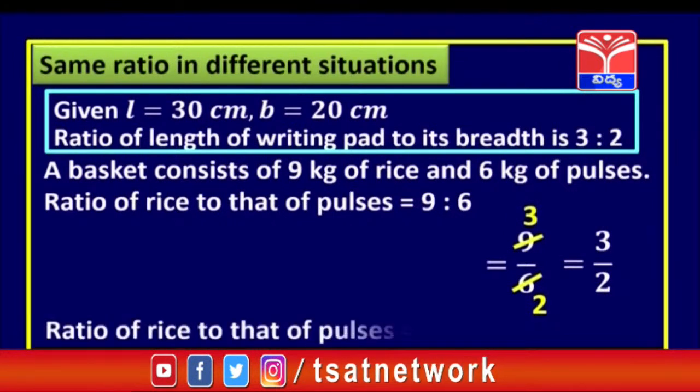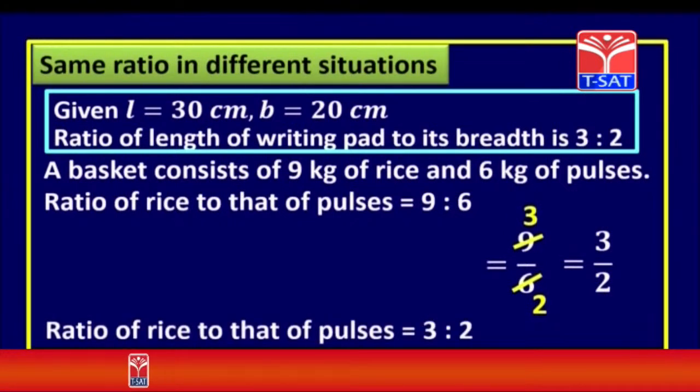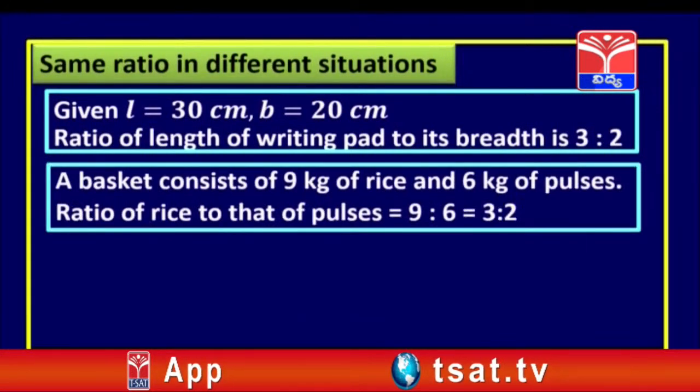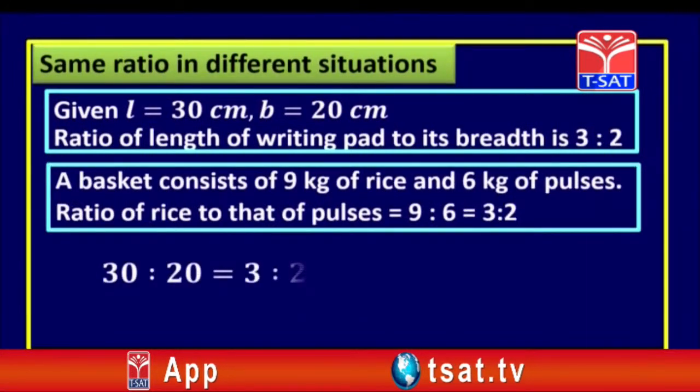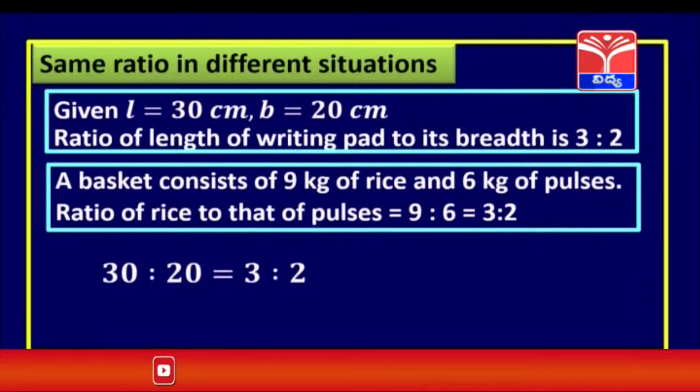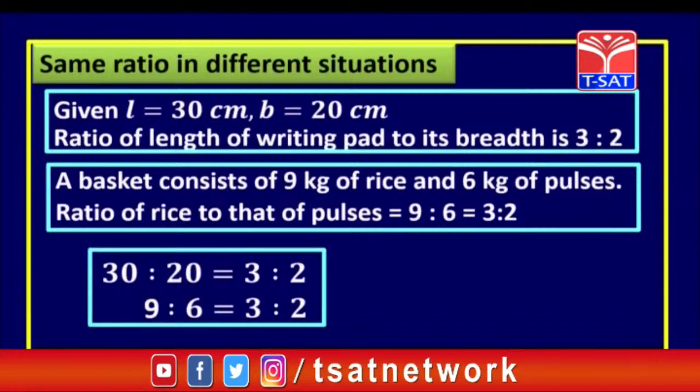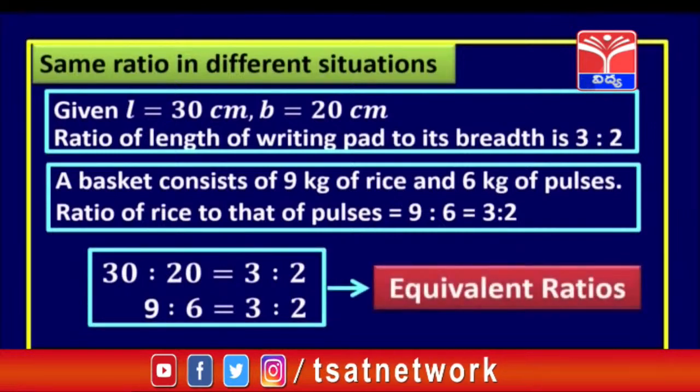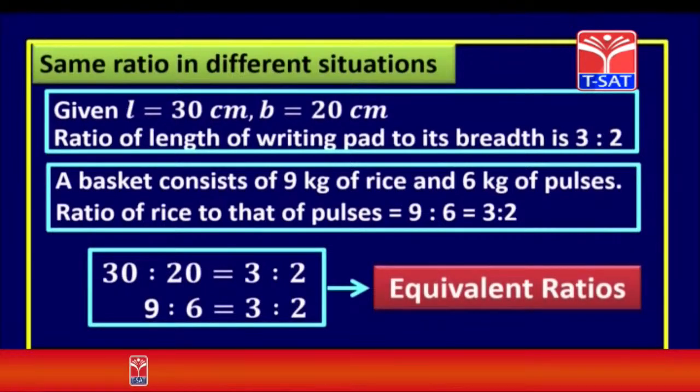That means the ratio of rice to that of pulses is 3:2. So children, what do you notice from these two examples? Yes, we have seen that 30:20 is 3:2, and even 9:6 is also 3:2. Now here these two ratios are said to be equivalent ratios. That is, 30:20 is equal to 9:6, that is equal to 3:2. So we call them equivalent ratios, children.